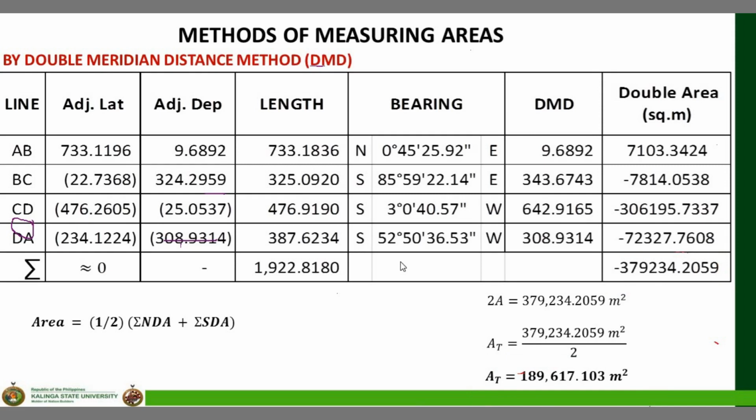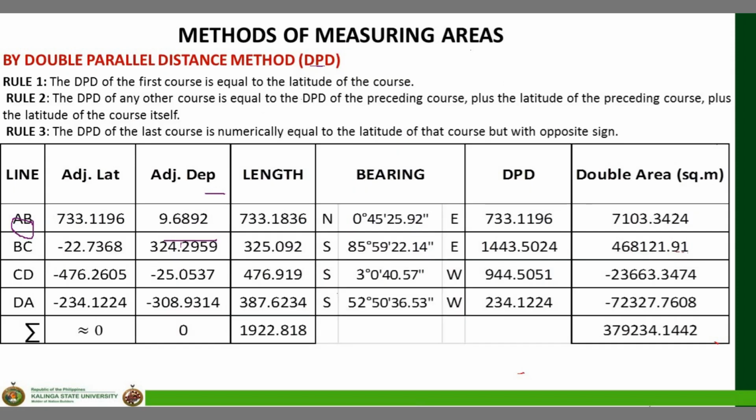That is the second method we use in the computation of area. Again, first is using geometry. Second is the double meridian distance method. Lastly, the method used for the area computation ay yung tinatawag nating double parallel distance method or yung DPD. Parang halos pareho lang ang DMD at saka DPD. This time kasi, ang gagamitin natin hindi na latitude but departure.